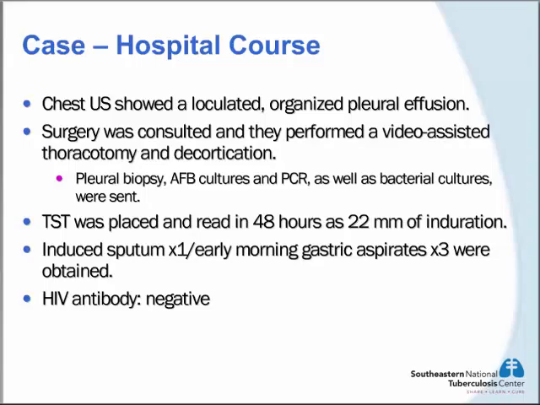We did repeat the PPD, and it was read in 48 hours at 22 millimeters of induration. So if you recall, 6 months before, he had a negative PPD, and now he has 22 millimeters of induration. We recommended to do induced sputums, and one of them was done. However, then they changed the strategy to do gastric aspirates, and there were 3 of those done. We also requested an HIV antibody, and that was negative.